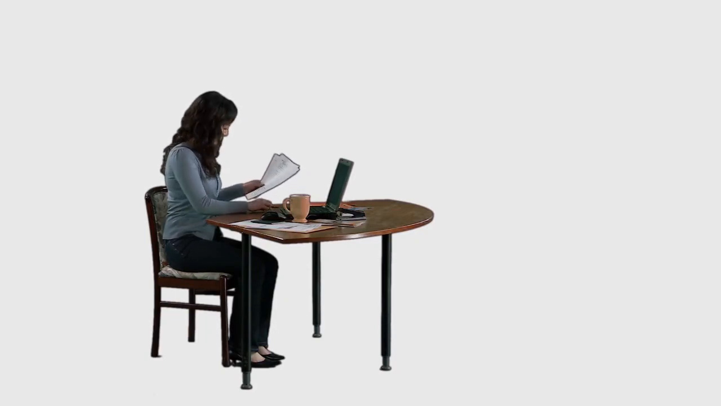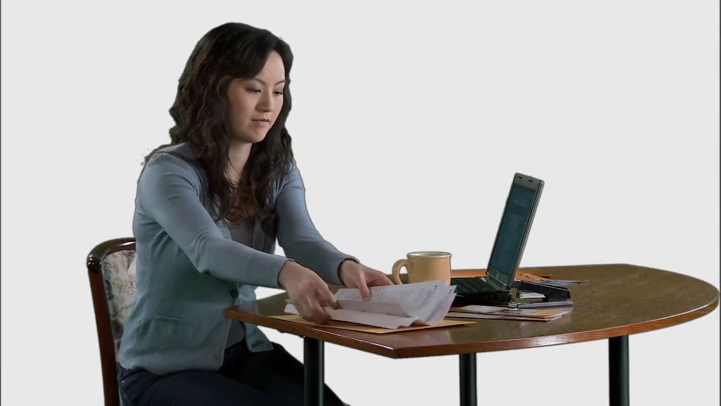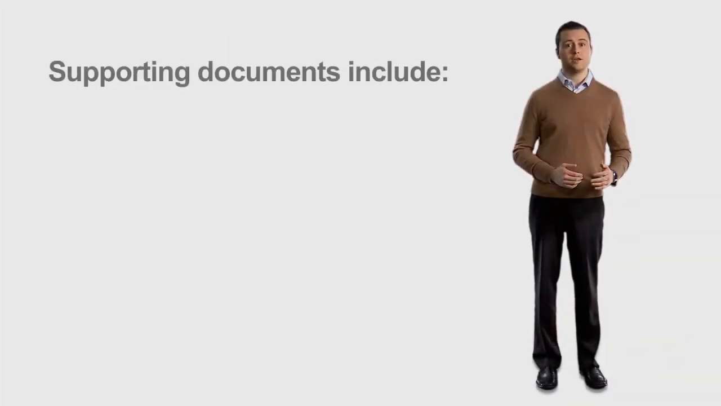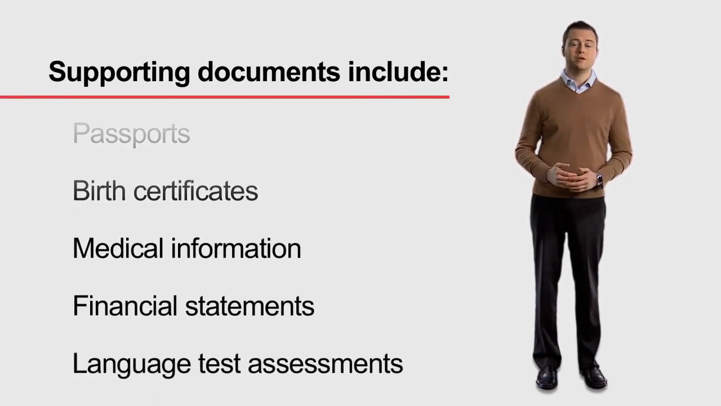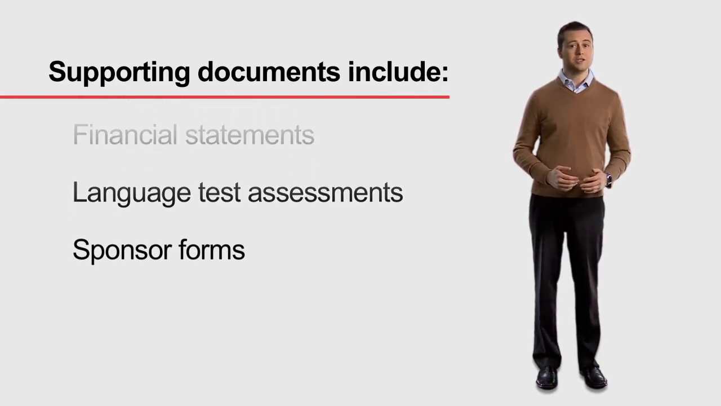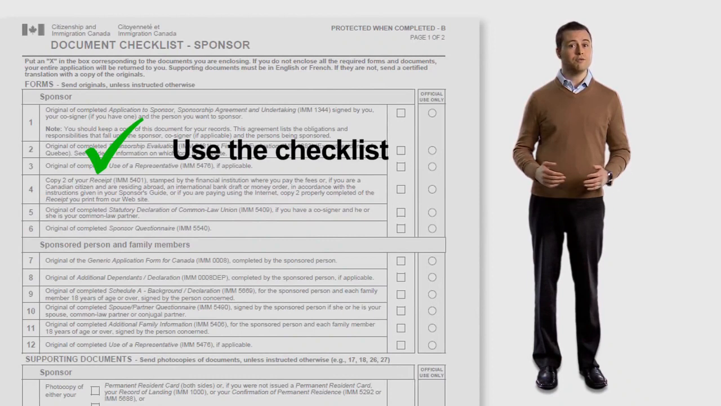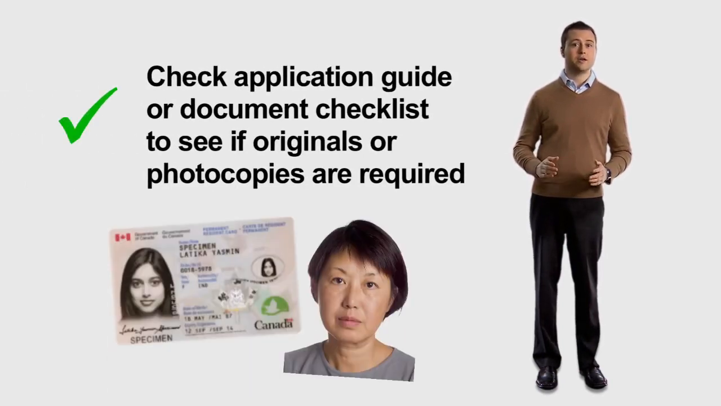When you're ready to submit your application, remember to include all supporting documents. This means photos, fee receipts, and supplementary forms. Supporting documents include items such as passports, birth certificates, medical information, financial statements, language test assessments, or sponsors forms. Go through the checklist to see what, if any, supporting documents are needed, and include them with your application. When applying by mail, always send originals, unless the application guide or document checklist says photocopies are acceptable.